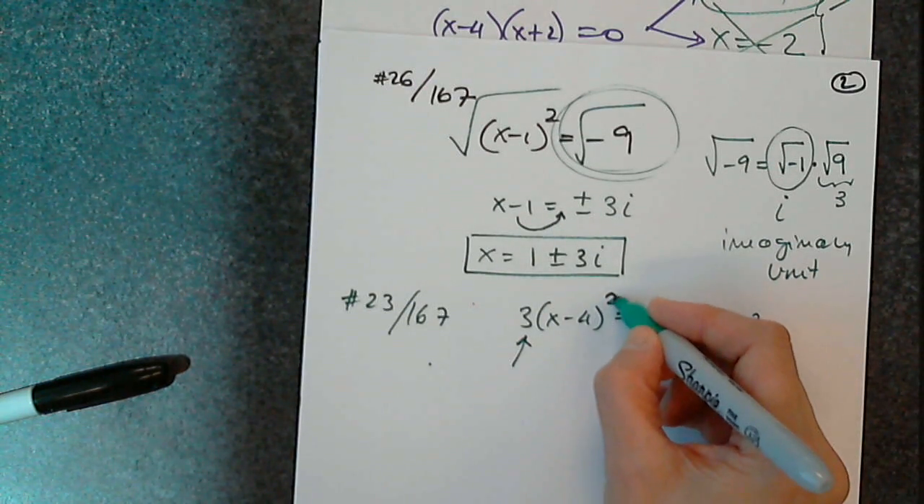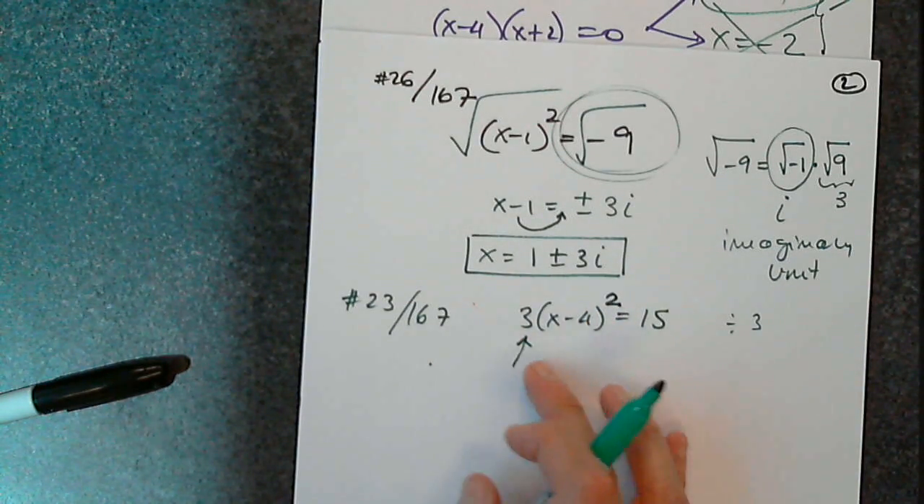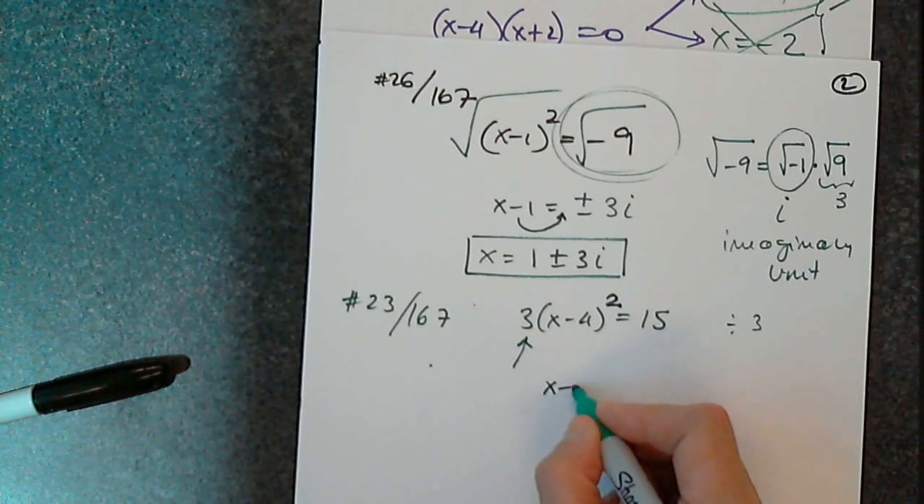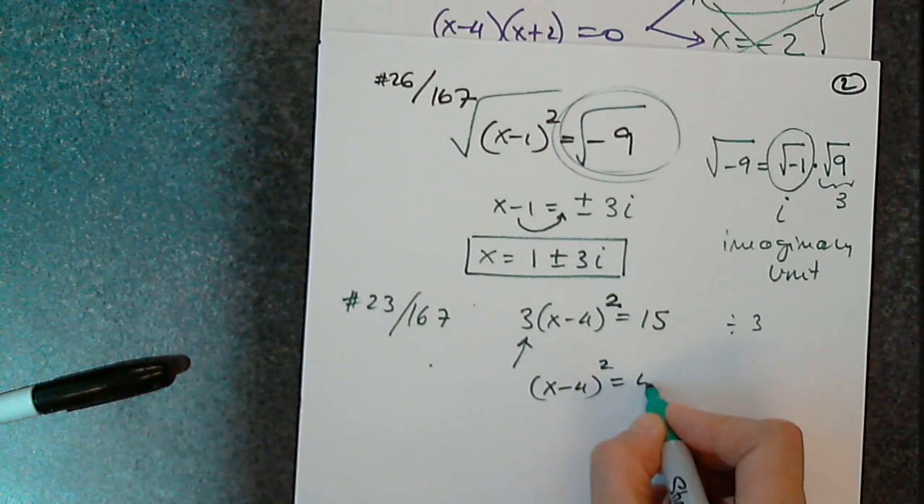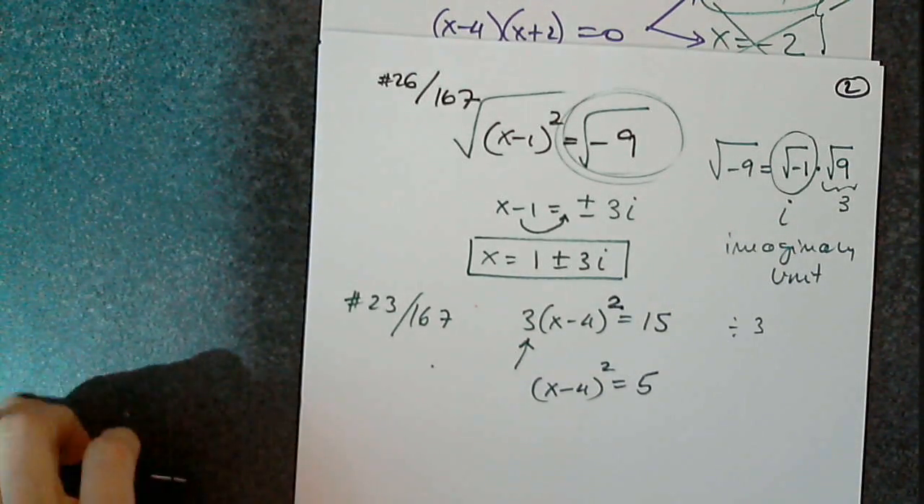By the order of operations, you have to square first and then multiply. So do not ever attempt to put 3 inside. So once I divide both sides, I get x minus 4 squared equals 5. Now, again, can I apply taking square roots from both sides? And the answer is yes.